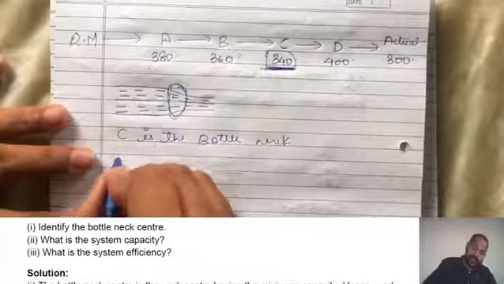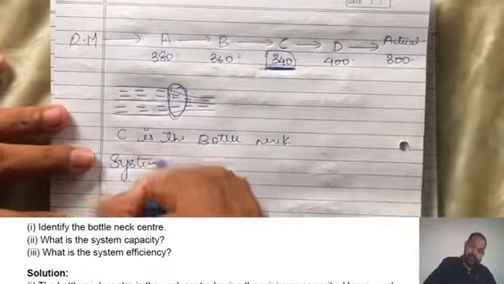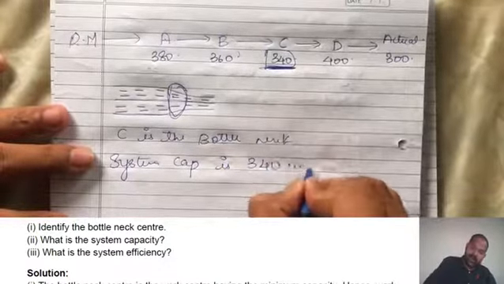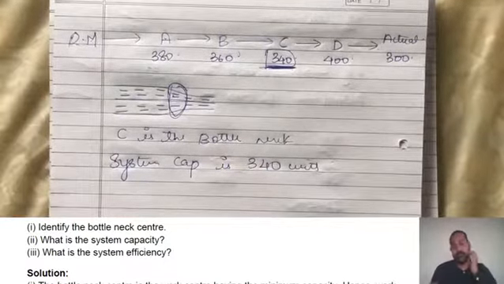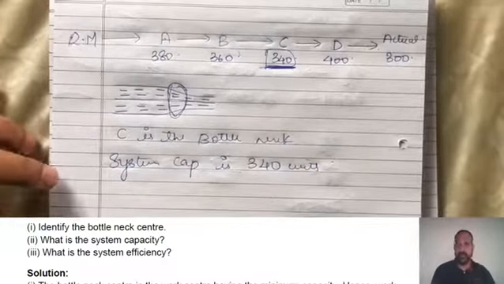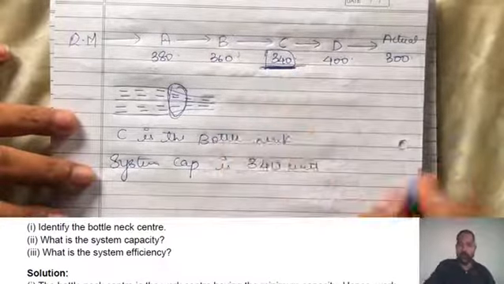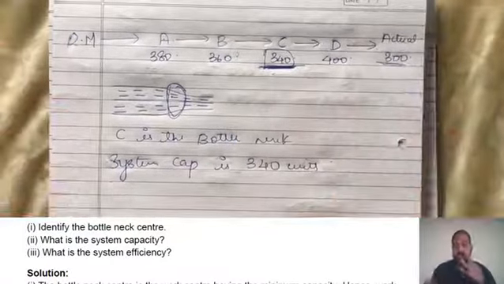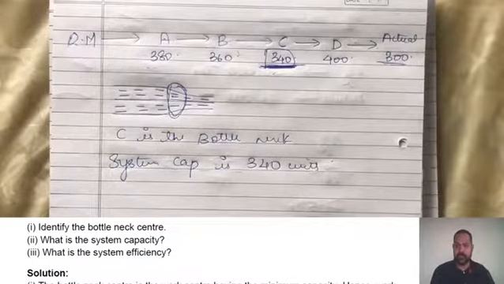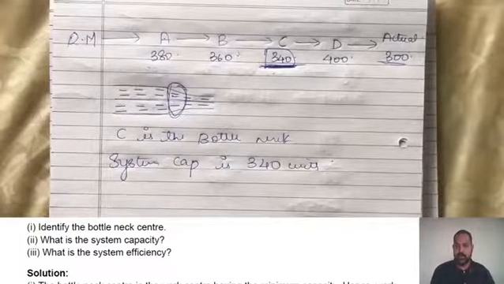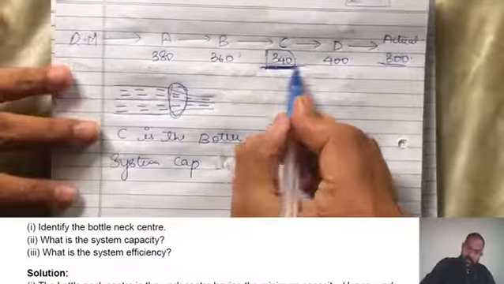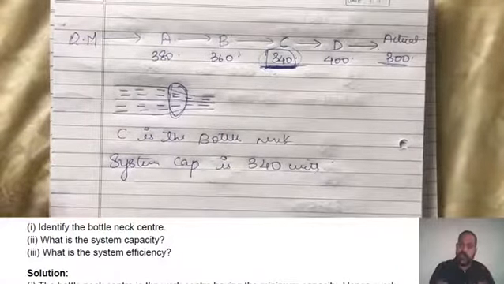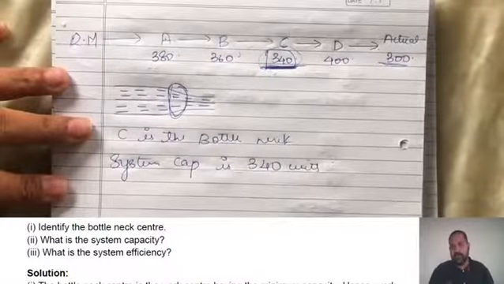So the system capacity is 340 units. Well, what is the system efficiency? Well, I can give you 340 units. You can give me 340, but it says here that the actual output is only 300 units. But you told me that the slowest is 340. I will at least give you 340. Then at least give me 340. You are not even giving me 340.